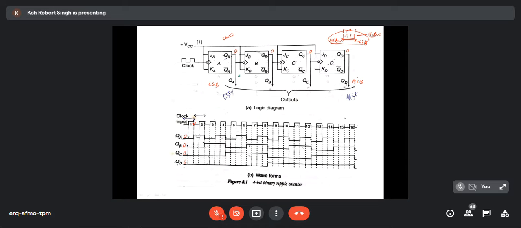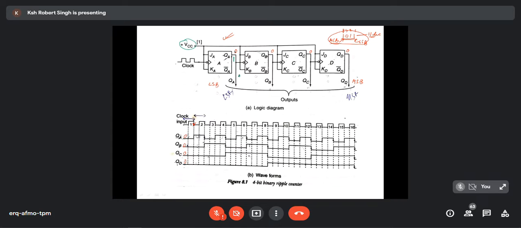Next, when the clock is given and the input is already connected to VCC, what will the output be? The output over here will be 1. Why? Because the output should get toggled. Previously it was 0, now it should be 1. When the clock is given and J and K are 1, 1, the output should toggle.